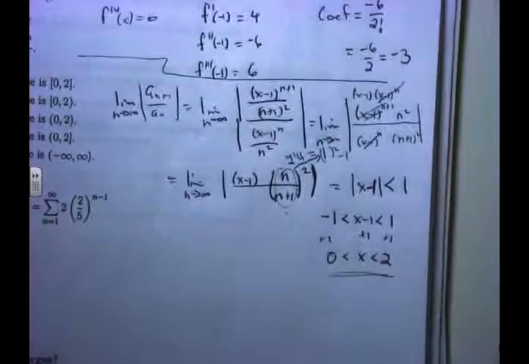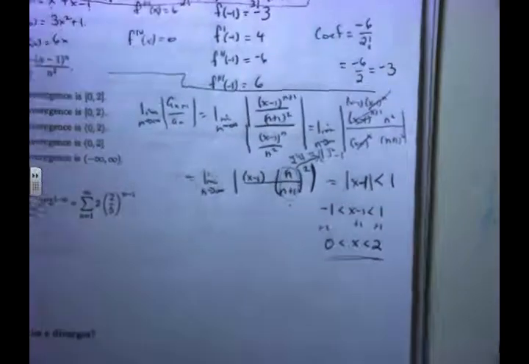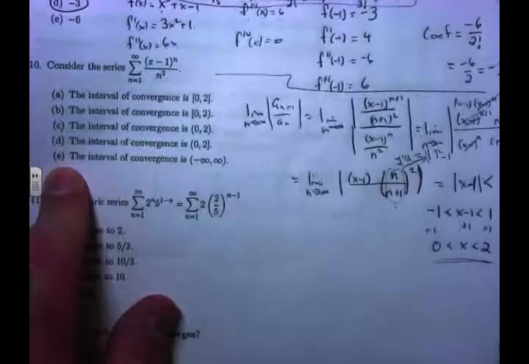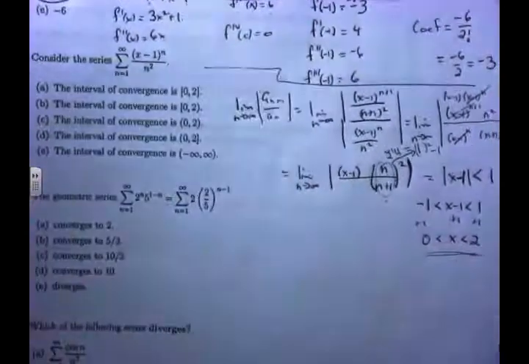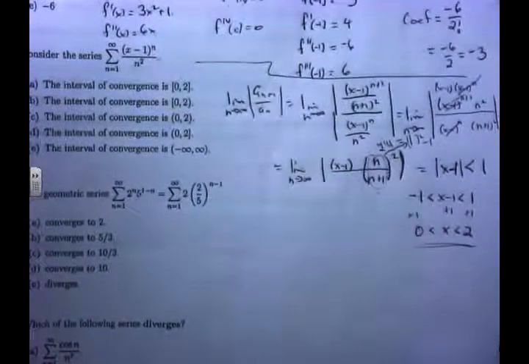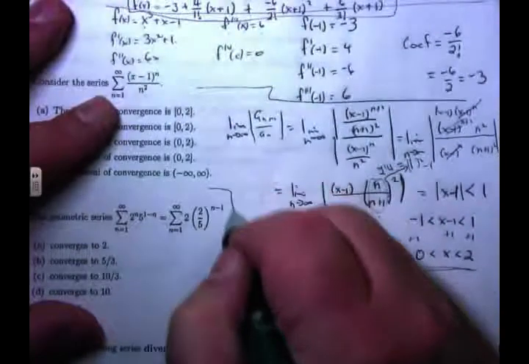There is almost my interval of convergence. But what else do I have to do? You have to test the endpoints to figure out the true interval of convergence. So based upon this right now, I can blow off E. Pretty much, it's got to be between 0 and 2. But now we've got to test those endpoints. Testing the endpoints here is this. Okay?